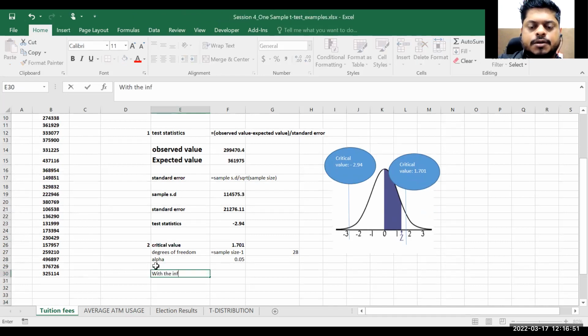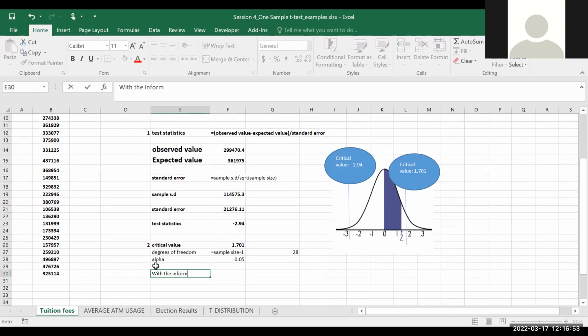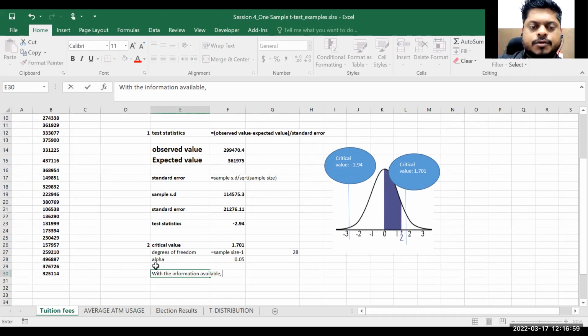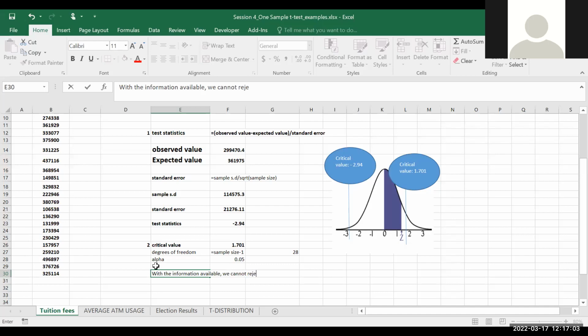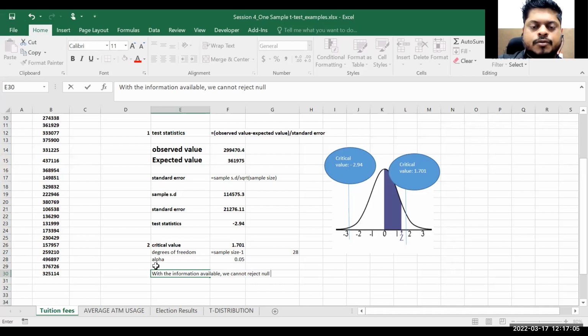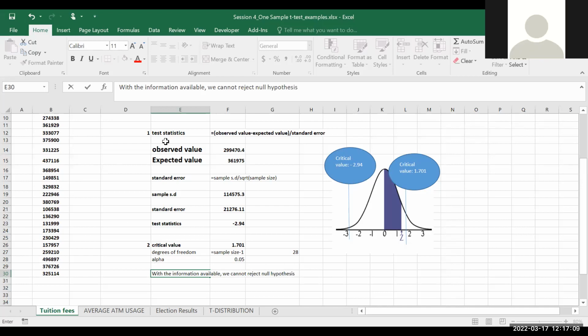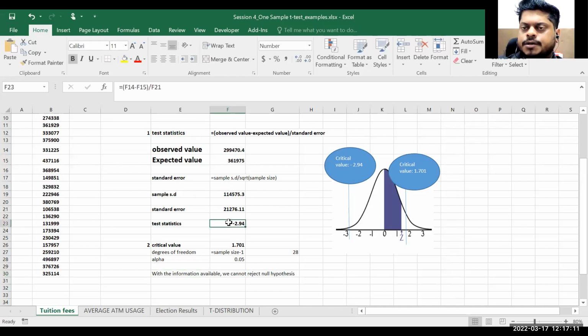Yes, Abhijit. Can you explain how the test statistic and critical value were found? I am not understanding. Come again with the information. Test statistics and critical value. What happened? The test statistic you just calculated, right? Minus 2.94.